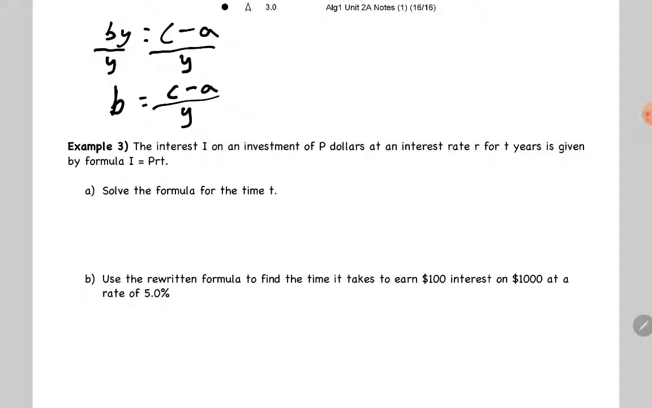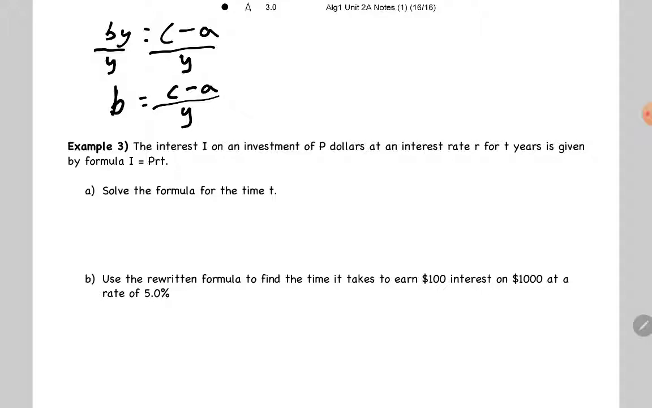The interest I on an investment of $P at an interest rate R for T years is given by the formula I equals PRT. So let's say you have an investment. The interest that you'll get, like the money that you'll make, is represented by this formula. So solve the formula for the time t.